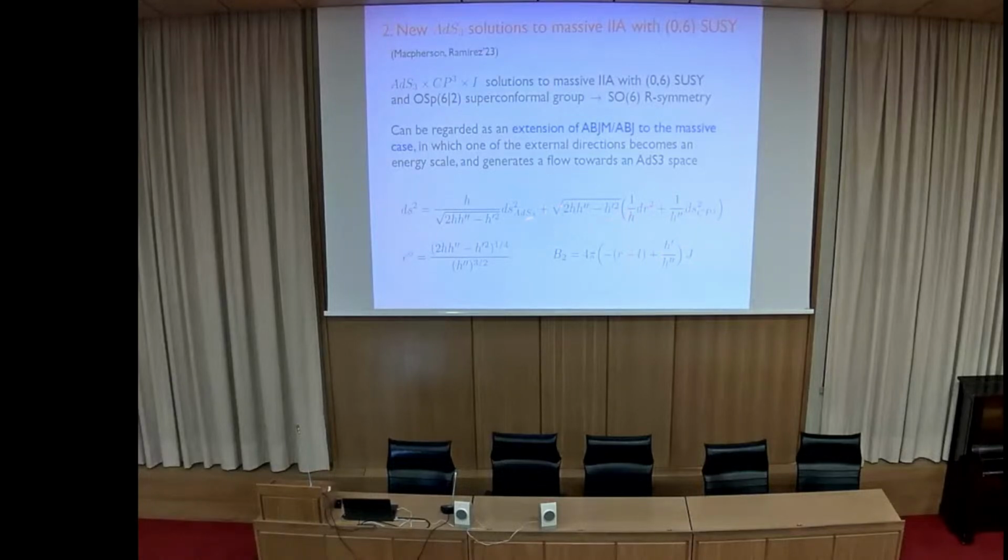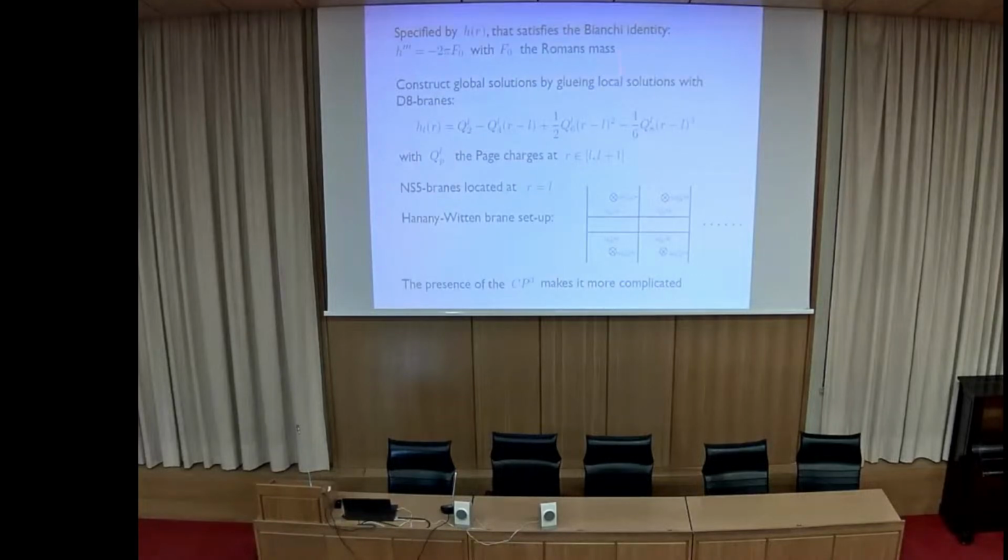We also have all the fluxes that you can have turned on in massive IIA: F0, F2, F4, F6. I'm not giving the explicit expressions to match the slide. And this means that we are going to have, besides these NS5 branes that I was saying are located at r equal L, D2, D4, D6, and we have D8 branes. So in particular, the D8 branes play a very important role. This function h satisfies a Bianchi identity, which involves its third derivative in terms of the Romans mass. So this is going to be a cubic.